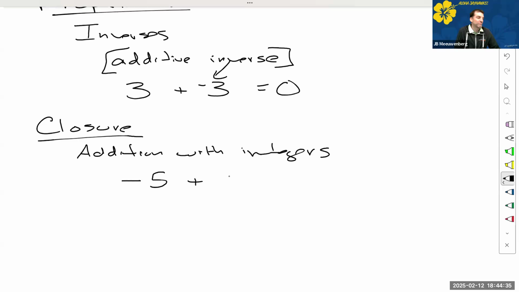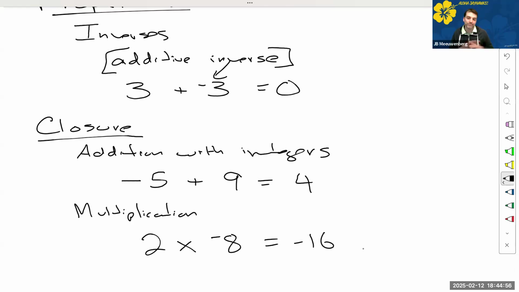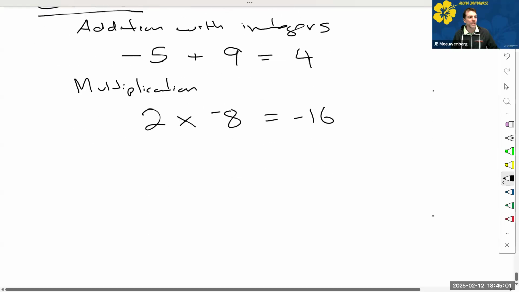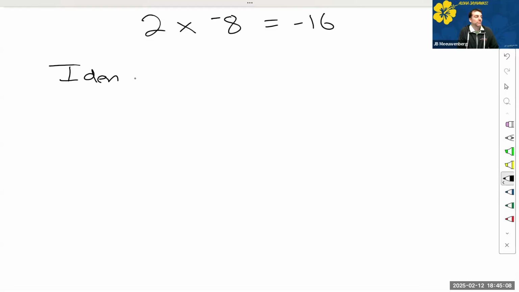-5 plus 9, those are both integers. We get 4. That's also an integer. Also closed is multiplication with integers. 2 times -8, those are both integers, is -16. So the integers are closed under multiplication. Again, we've seen some of these terms before. We're just revisiting them. Do you recall what the identity properties were?